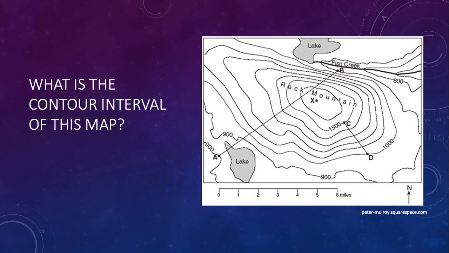So what is the contour interval of this map? How much is it going up by each line? Well, you can see from point C and point D, those are two index contours that are labeled. They are 5 lines apart. You could take 1500, subtract 1000, and then divide by 5. If you did that, you'd get 100. So the contour interval on this map is 100.